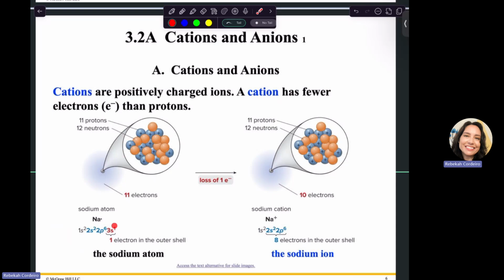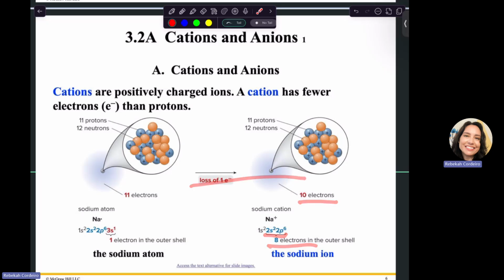So right now it's got 1 on the outside, but if it gets rid of this 1, the next level down is level 2, and if we count up the electrons in level 2 there, it would be 8. So it's that octet rule that's making this happen. We go from having 1 in the outer shell, getting rid of that 1, and now the outer shell is shell number 2, or energy level 2, and now we have 8. When we lose that electron, now we have 10 electrons.